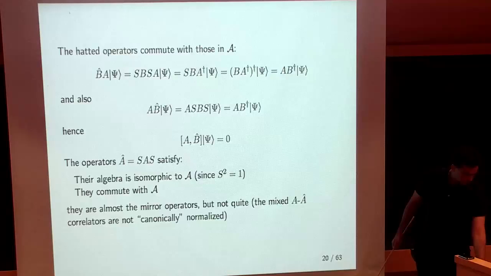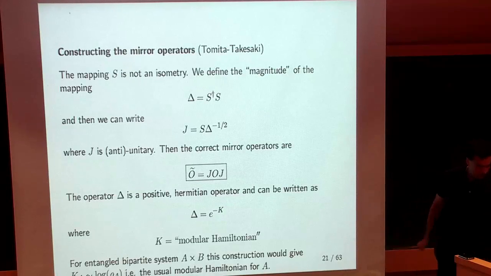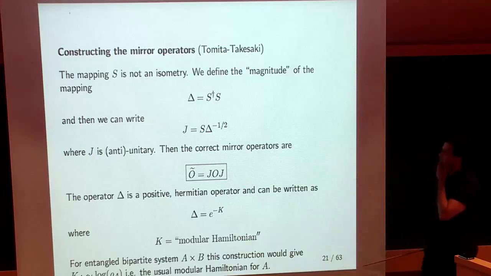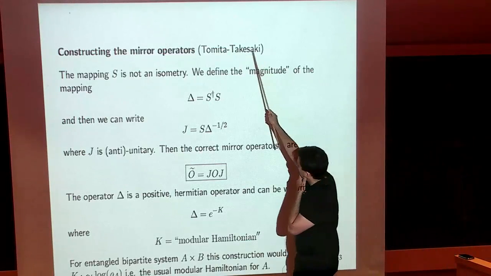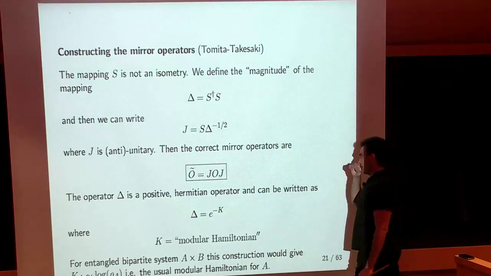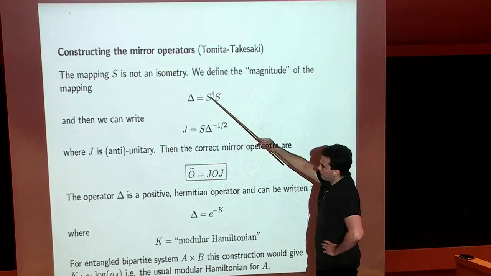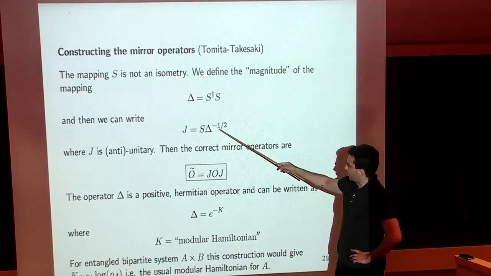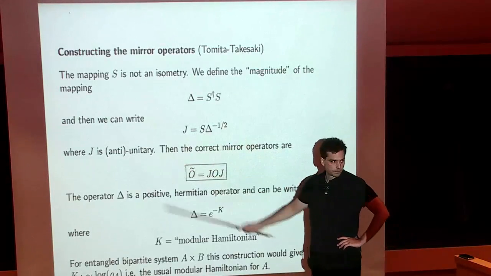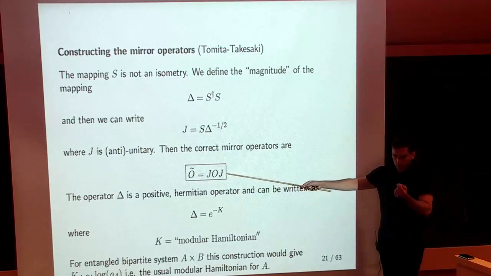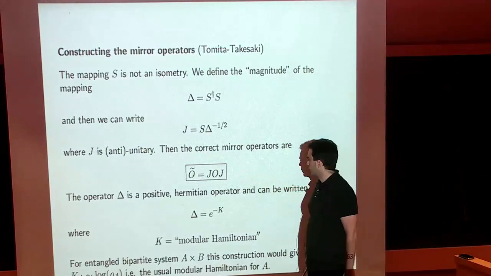Yeah. So now, what I was saying is that this mapping S is not really an isometry, and this mathematical construction gives you a way to redefine these operators a little bit. So we define the magnitude of this map, delta equals S dagger S, and then we take S and divide it by the square root of delta in order to make it anti-unitary. And here is the final expression for the operators that we will eventually use for the black hole interior.